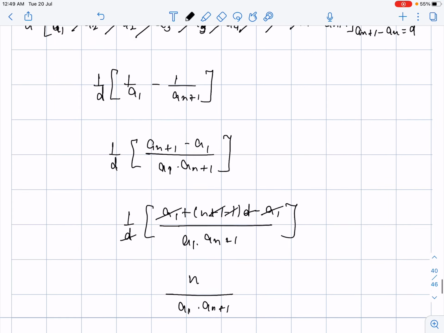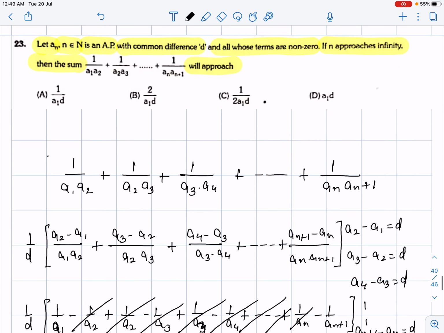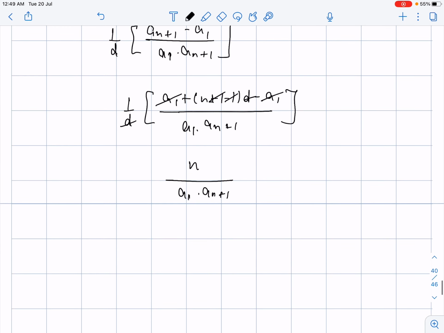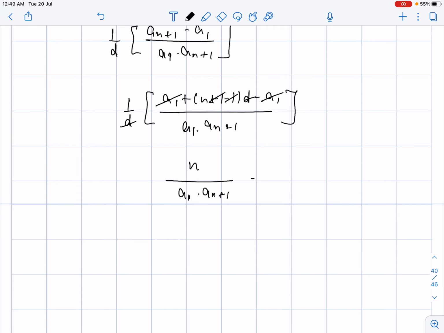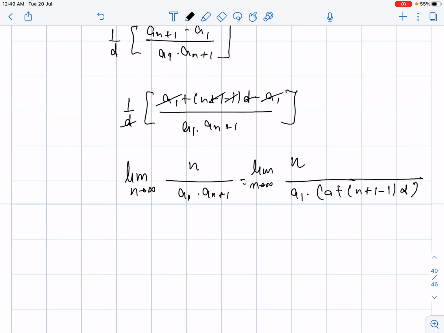Let's see if there is any option like this. So guys, they told that n is approaching infinity. N is approaching which number? Infinity. So what is the format we have achieved? We would have to write in front of it limit n tends to infinity. So this is limit n tends to infinity, n divided by a1 multiplied by a plus n plus 1 minus 1 times D, that is limit n tends to infinity, n divided by a times a plus nD.